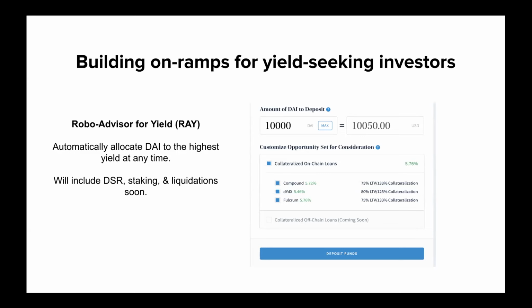And so we will be rolling the Dai savings rate into this, along with staking on ETH and liquidation opportunities as well. But this is how we see the space evolving and really starting to take advantage of some of these opportunities that are created through the DSR.